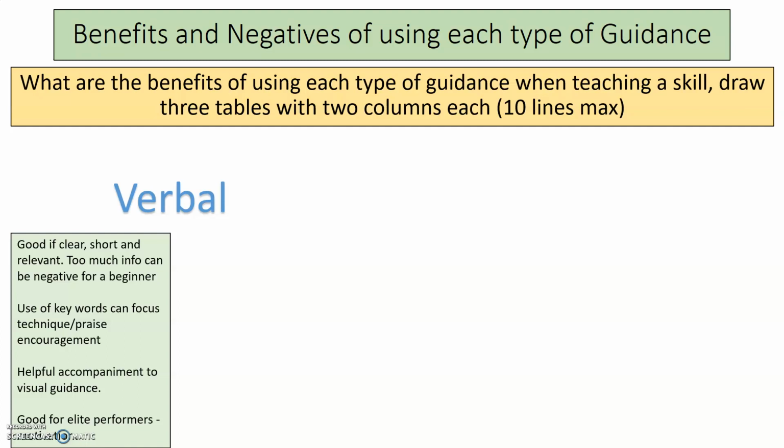The use of key words can also focus the technique. If we give praise and encouragement, that can be a benefit in regards to verbal guidance, because it can reinforce, it can strengthen that stimulus response bond. At A level, you'll be looking at that. We'll also be looking at the fact that it's helpful, it accompanies things like visual guidance. So when we give a thumbs up, for example, in a visual sense, then we reinforce that message sometimes with a verbal piece of encouragement. So well done, that was an excellent job there, good job. Things like that are really useful to accompany it.